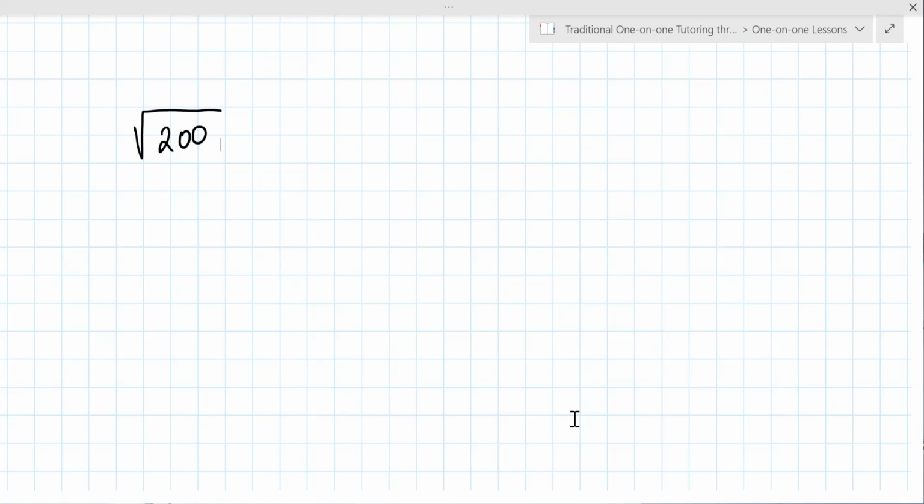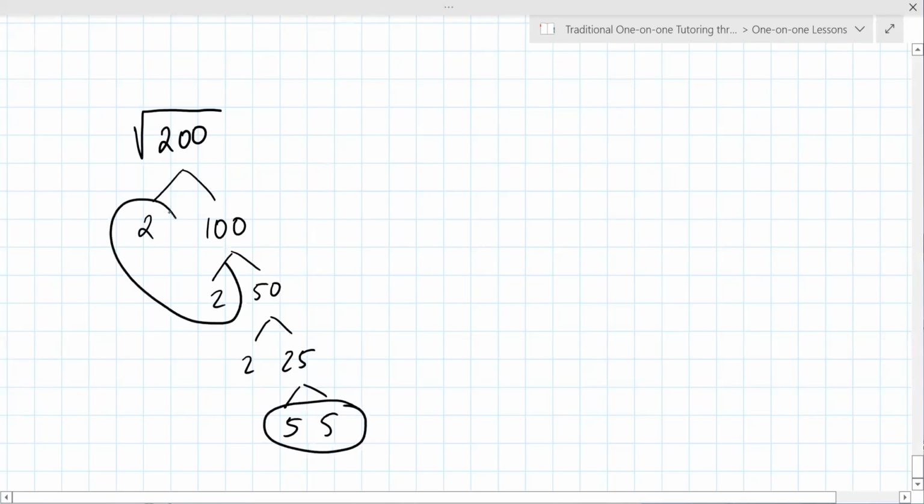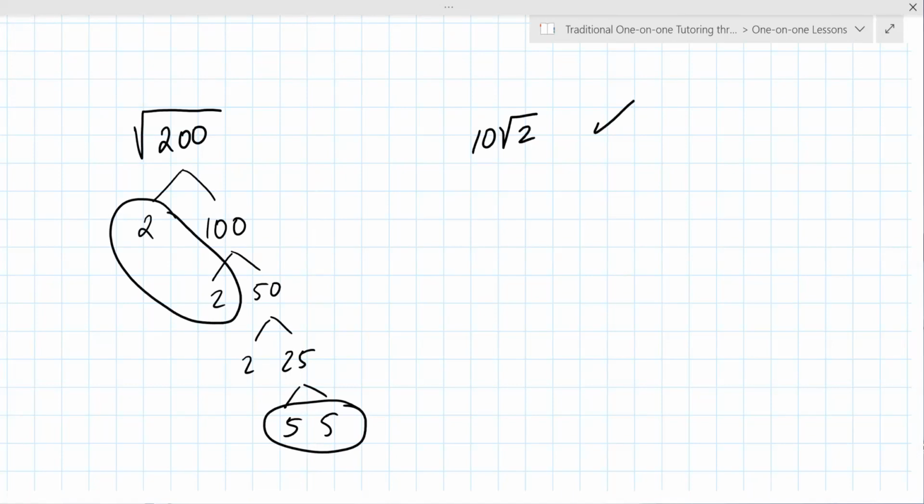This one, if there's a pair of 2s and a pair of 5s, they both come out. Okay. So 10 times the square root of 2. Yes. Perfect. Really good.